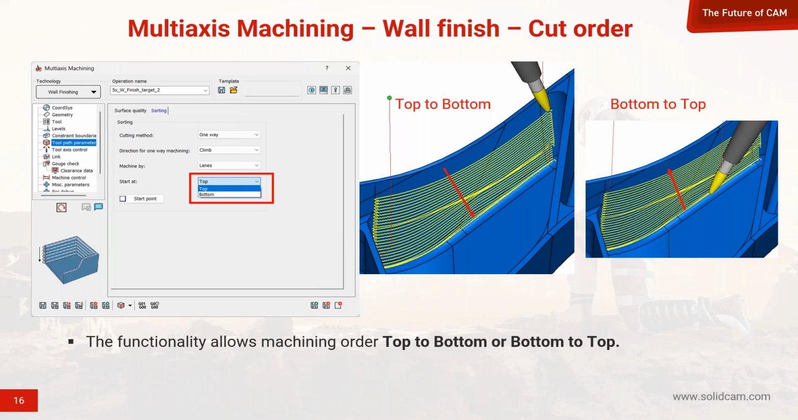So that's why most 5-axis finishing strategies recommend bottom to top on steep regions, while top to bottom is more common for machining shallow areas. So I'm giving the example for mold and die application. Now let's see how this works in SolidCAM.